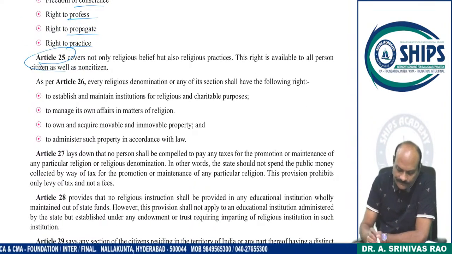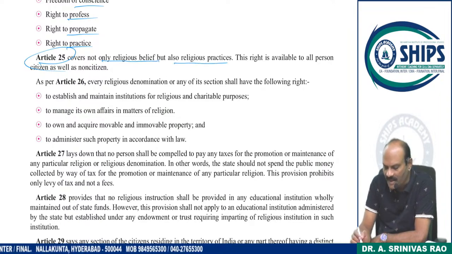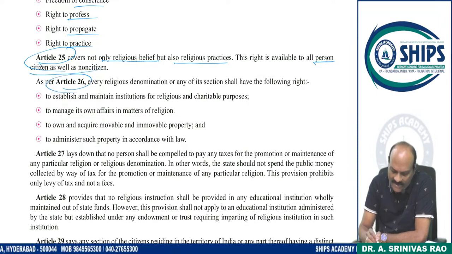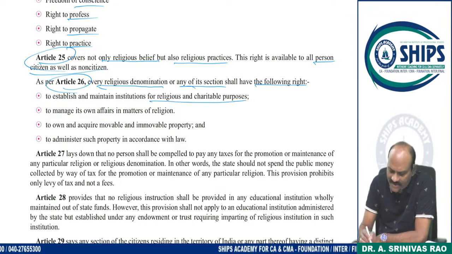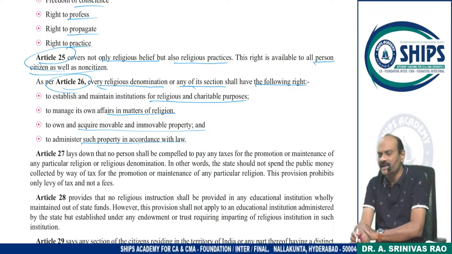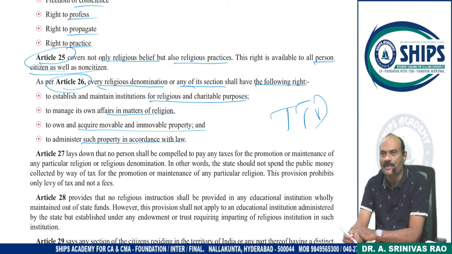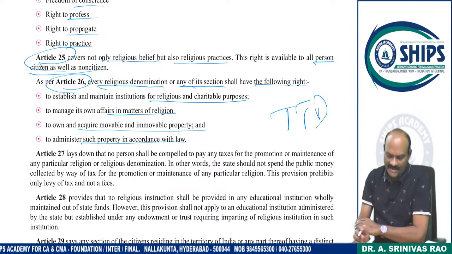Article 25 covers not only religious belief but also religious practices. It is available to all persons, citizens of India as well as non-citizens. Article 26, the religious denomination or any section thereof shall have the right to establish and maintain institutions for religious and charitable purposes, manage matters of religion, own movable and immovable property, and administer it in accordance with law. TTD is the best example here. They have their own property, movable property, immovable property. They have the funds, so huge money, richest God. They can do many things.